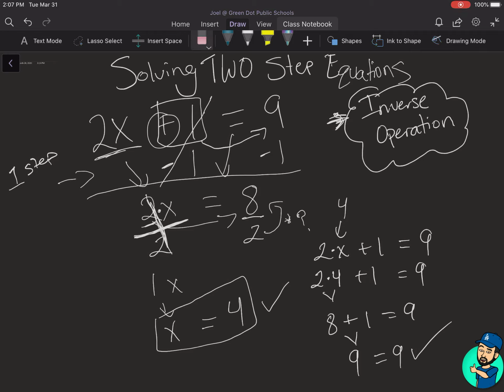Let's try another one. Sorry, I showed you this was first step. Our second step was to divide. So that's two-step equations.